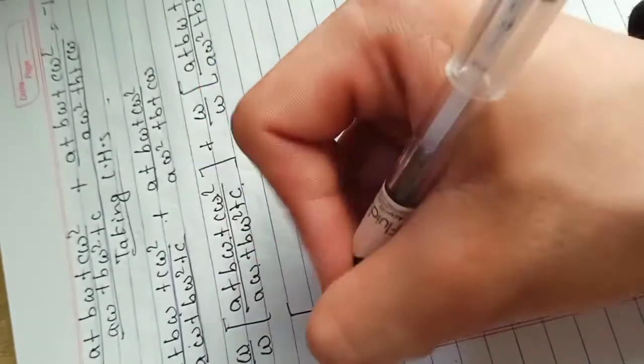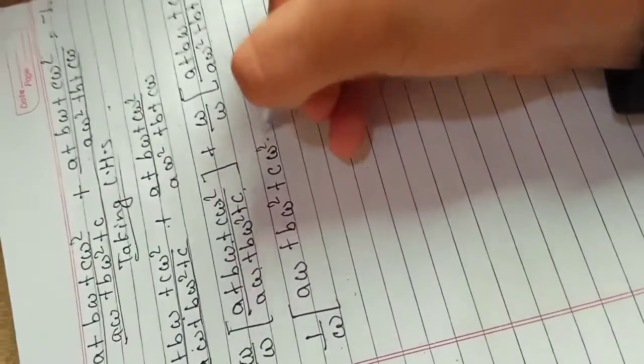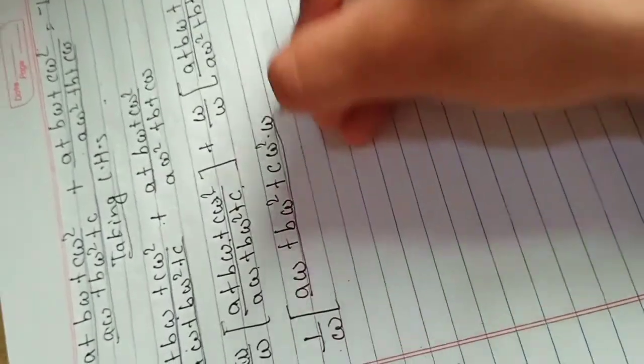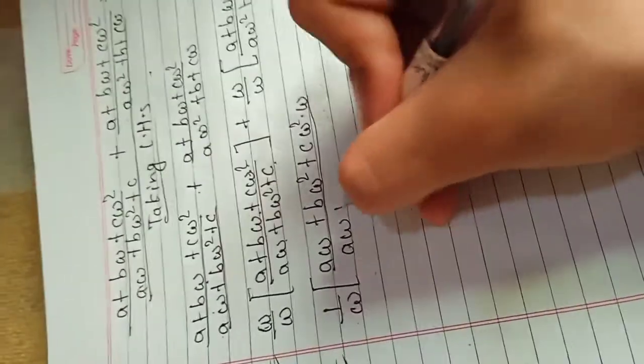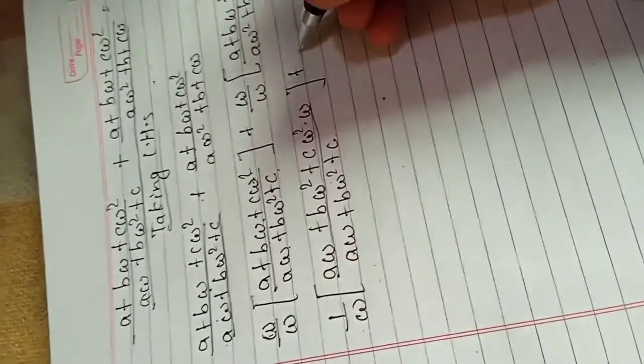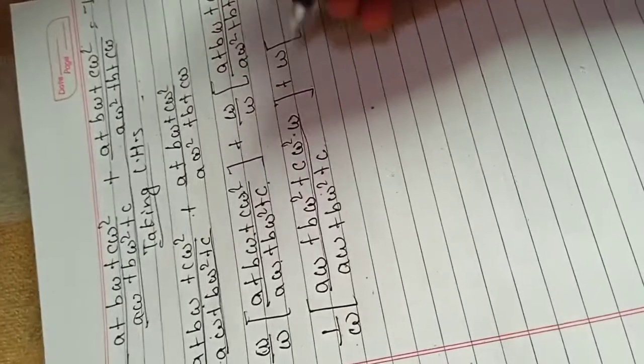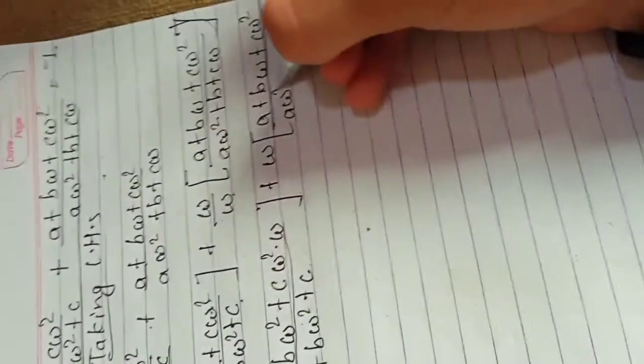Multiply here by this 1 by omega, we have to write a omega, plus b omega square plus c omega square dot omega. Here multiply c omega upon a omega plus b omega square plus c. Here also plus, now as it is written here also, multiply down by this a plus b omega plus c omega square upon a omega square dot omega plus b omega plus c omega square.